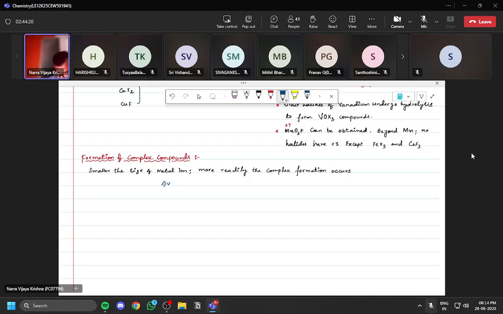One reason for complex formation is the availability of d orbitals. Other reasons are high ionic charges and the smaller size of ions. These three are the reasons for formation of complexes.